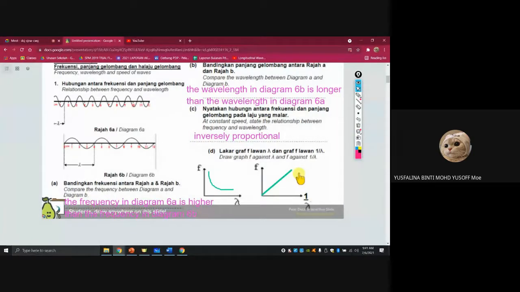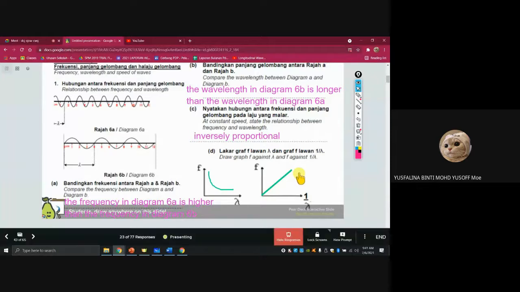directly proportional or increasing linearly. Don't use higher higher. This one for relationship is okay for use the relationship of graph.